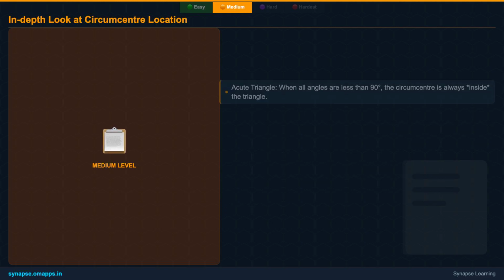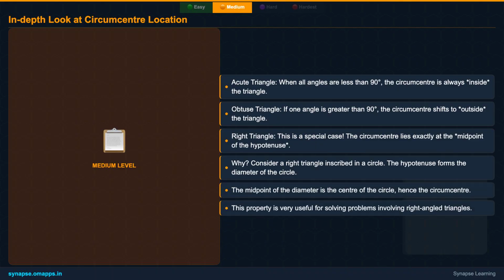The location of the circumcenter is a telltale sign of the triangle's type. For an acute triangle, where all angles are less than 90 degrees, the circumcenter will always be found neatly inside the triangle. However, if your triangle has one angle greater than 90 degrees, making it obtuse, the circumcenter boldly moves outside the triangle.